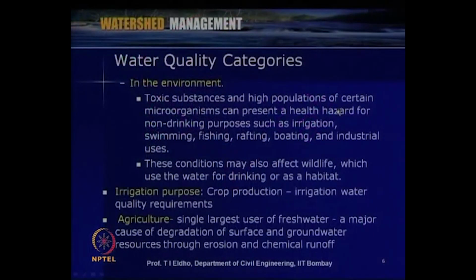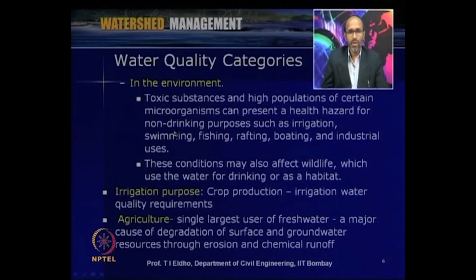So, as far as the environment is concerned, toxic substances and high populations of certain microorganisms can present a health hazard for non-drinking purposes such as irrigation, swimming, fishing, rafting, boating and industrial uses. So, as far as these types of uses are concerned, we classify this as environmental use, say for plants or ecosystems or fish or that kind of purposes. So, here the standards will be different.